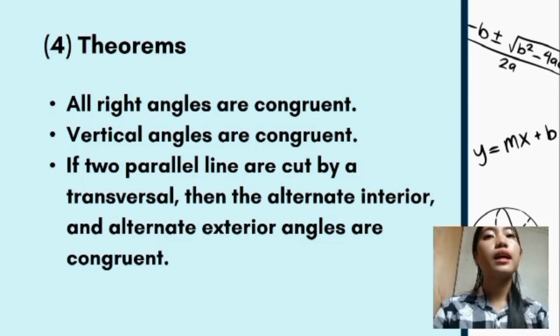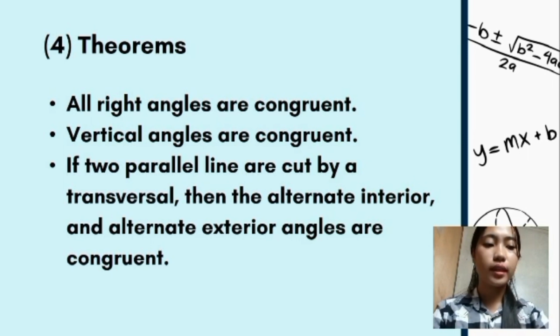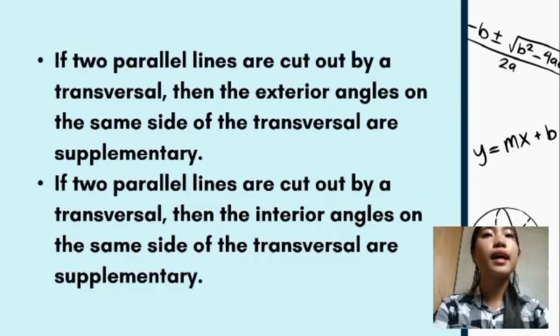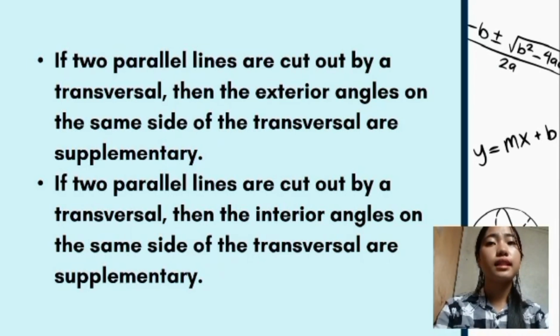Next, if two parallel lines are cut by a transversal, then the alternate interior and alternate exterior angles are congruent. Next, if two parallel lines are cut by a transversal, then the exterior angles on the same side of the transversal are supplementary. And for the last, if two parallel lines are cut by a transversal, then the interior angles on the same side of the transversal are supplementary.